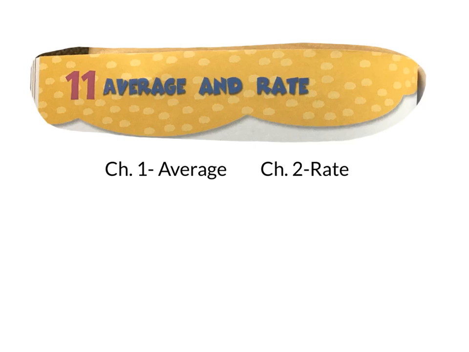New year, new math unit. The math unit we're going to be working on for the remainder of distant learning is Unit 11. And Unit 11 is talking about the average and rate. So in Chapter 1, so 11.1, we're going to be learning about average. And in Unit 11, Chapter 2, we're going to be talking about rate.